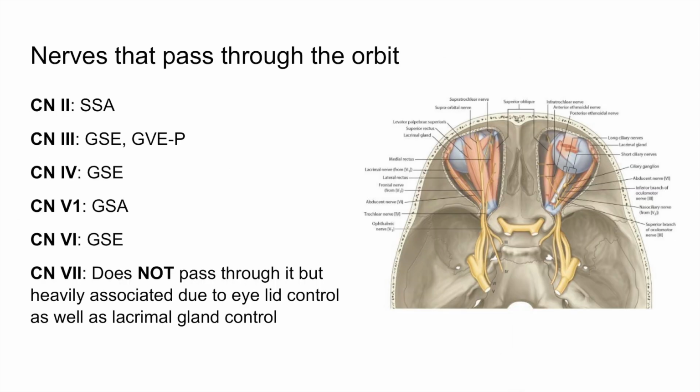All right, and this slide is just going to give you the who actually enters the orbit checklist, and it's very high yield anatomy to know because the clinical deficits will happen together in most cases.